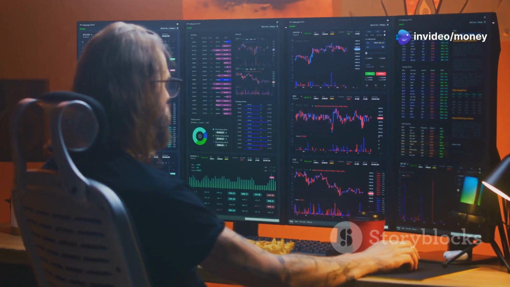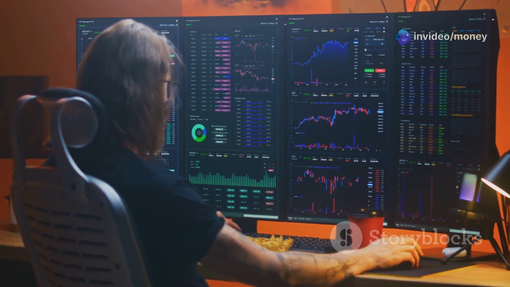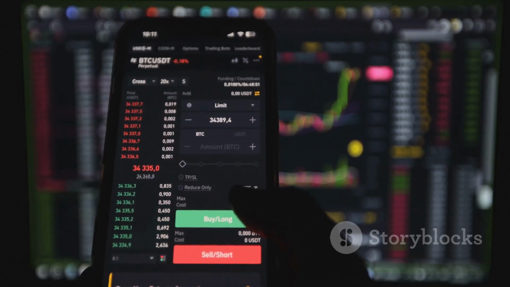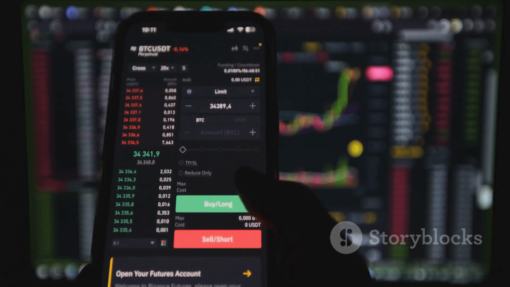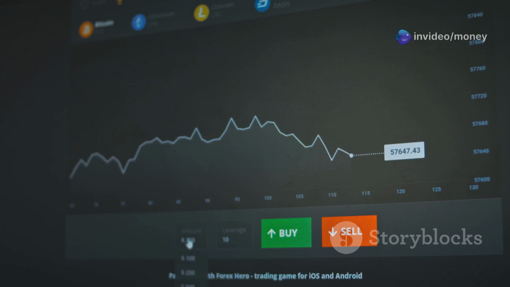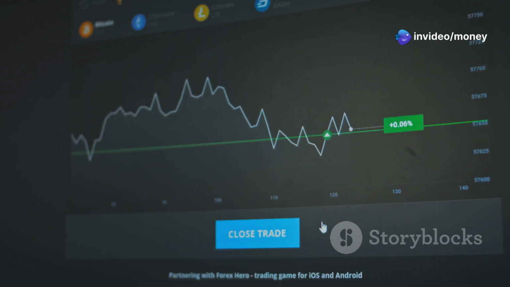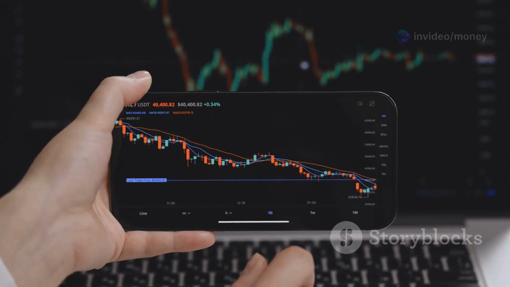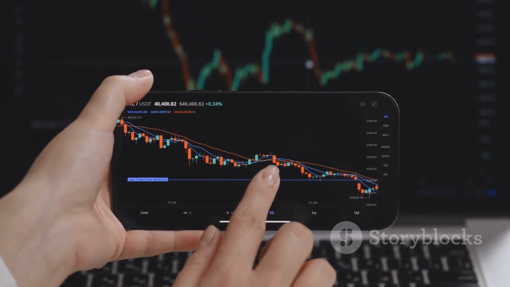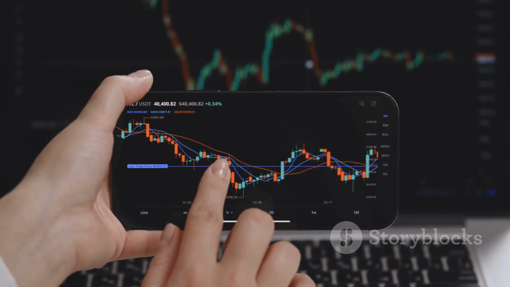Now here's where the magic happens. Traders use these pivot point levels to make informed trading decisions. Let's say the price bounces off S1 and starts heading up. That's a bullish signal, and traders might consider buying in. On the flip side, if the price breaks through R1, that's a bearish signal, and traders might consider selling or shorting.